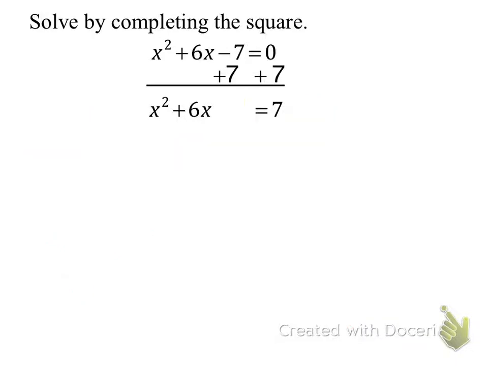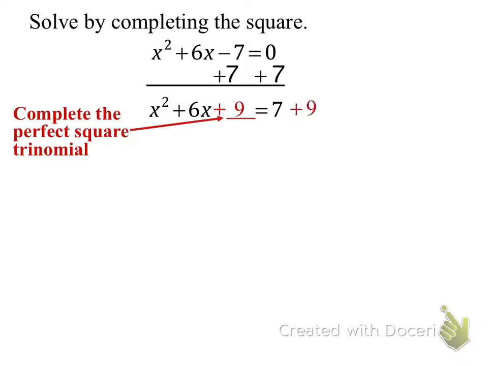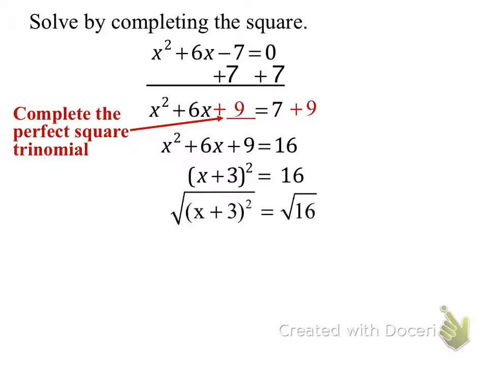Okay, so I'm factoring. I added the 9 on both sides, and then we factored the left side. Now, what would I do to get rid of the square? I'm going to root both sides. Okay? And Django, when I take the square root of x plus 3, what does it equal? Absolute value of x plus 3.